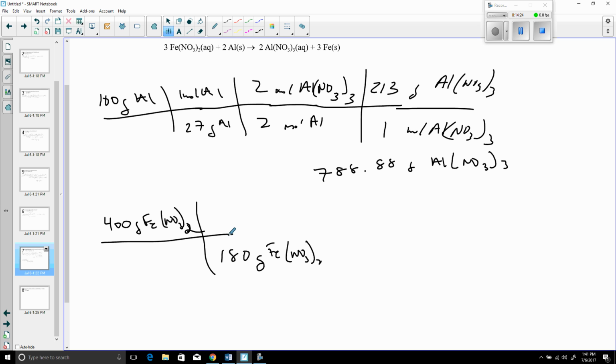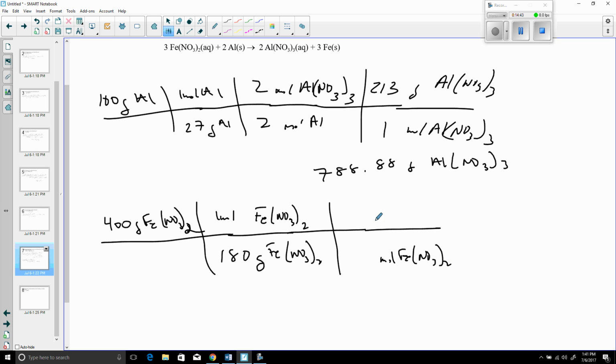Fe(NO3)2 is equal to 1 mole. 1 mole of Fe(NO3)2. Now we just have to relate that to moles of aluminum nitrate. So moles of Fe(NO3)2 to moles of aluminum nitrate. And the ratio is 3 to 2.